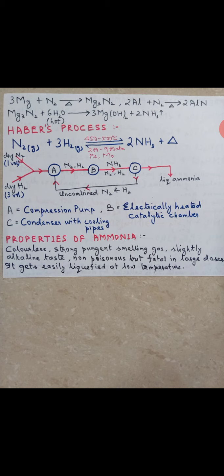Now after the gases come closer to each other, we pass them through B. B is nothing but an electrically heated chamber. There the temperature is maintained electrically at 450 to 500 degrees centigrade. B stands for the electrically heated catalytic chamber. You can see it here. After the gases are compressed, both of them are passed through this catalytic chamber, which is electrically heated and maintained at a temperature of 450 to 500 degrees centigrade.